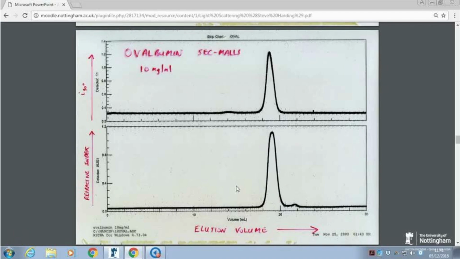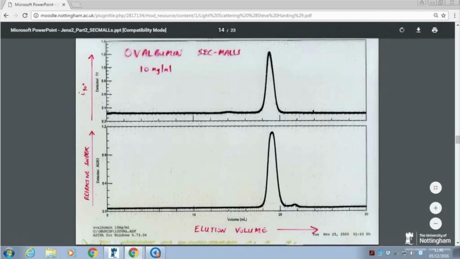So it's come from the column directly into a refractive index detector. But also in there is a light scattering detector. And this is a multi-angle laser light scattering, a multi-angle light scattering device, which measures the intensity at a variety of angles of the solution. And this is the intensity actually at the angle of, what's that say? 90 degrees. That's scattering at 90 degrees.